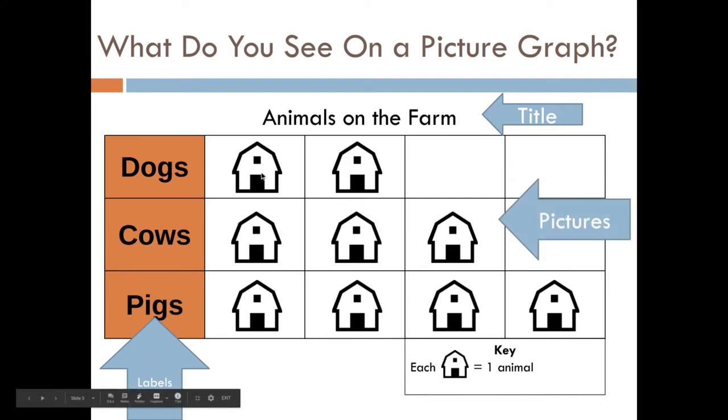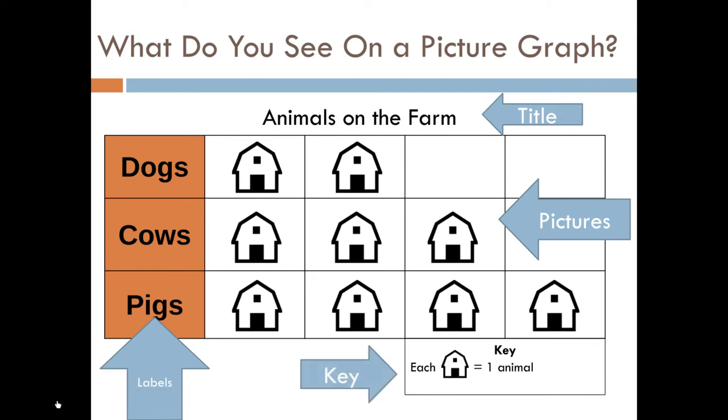Next, you're going to see pictures. These pictures represent the number of animals of each kind. Hence, that's why we call them picture graphs, right? And then sometimes you're going to see a key. It says each barn equals one animal.